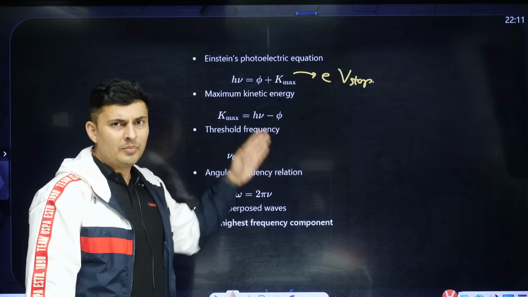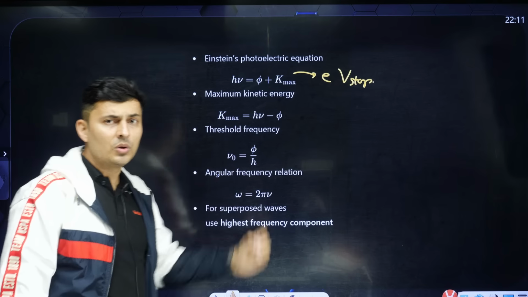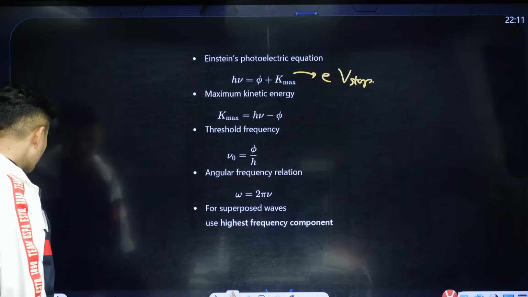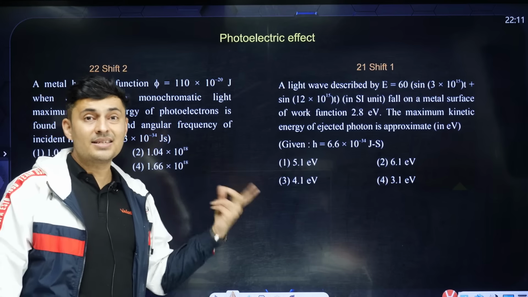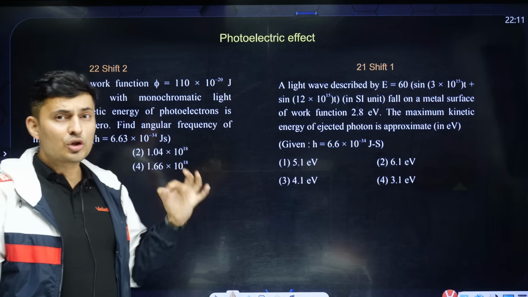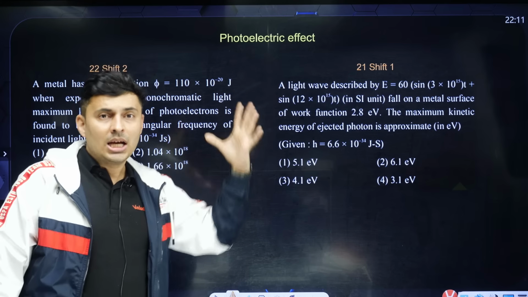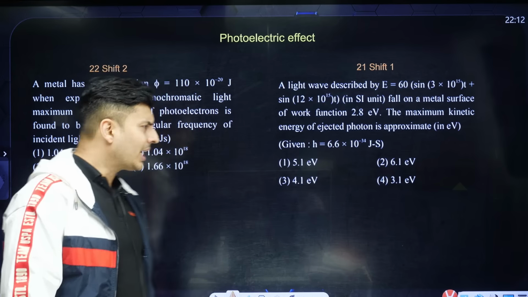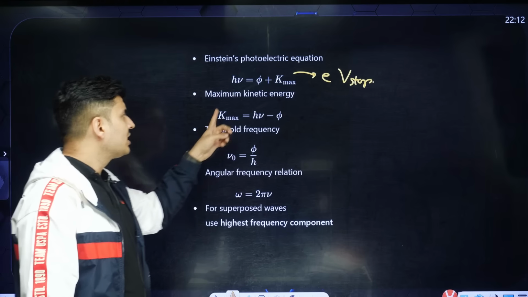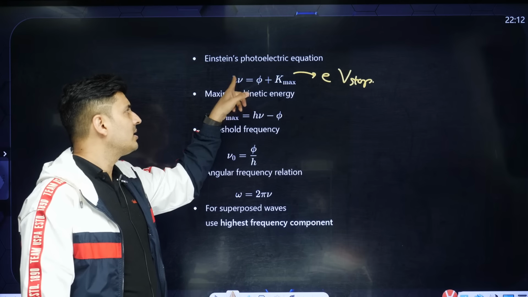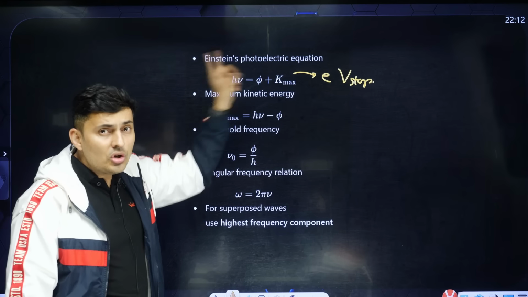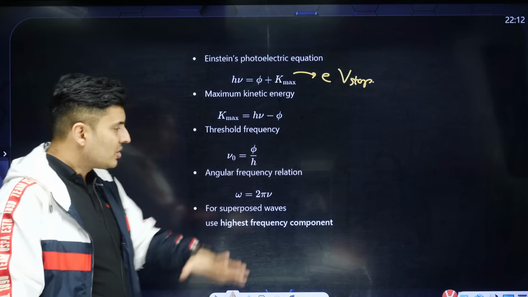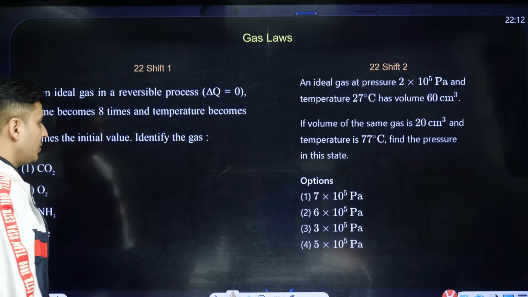So these are some basic things which you should definitely know regarding photoelectric effect, apart from how intensity affects current. So more intensity means more current. Intensity has no effect on stopping potential or on the kinetic energy. The kinetic energy or the stopping potential only changes because of the light's frequency, not its intensity. So these are important things which you should know.